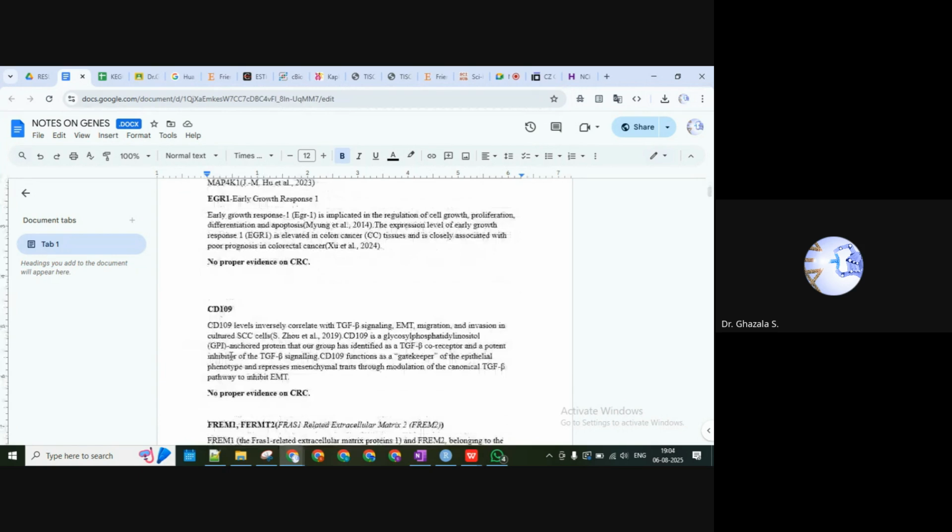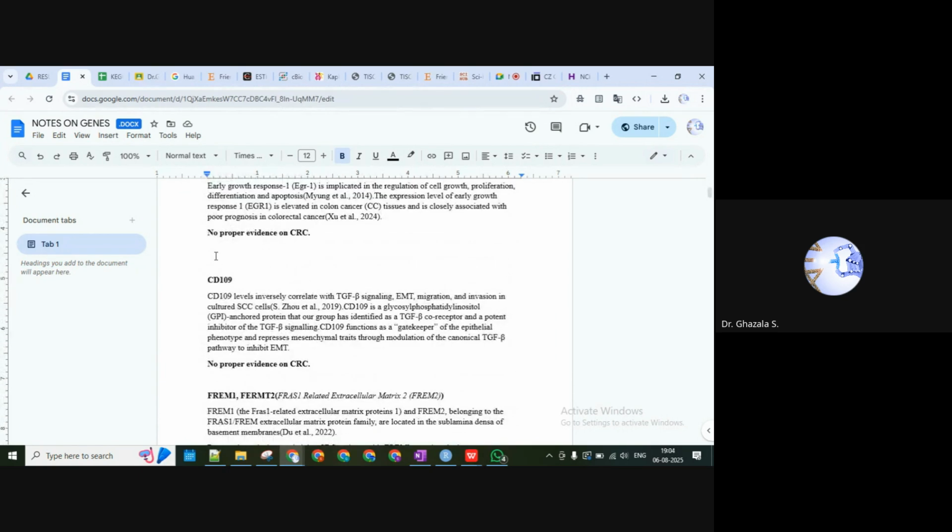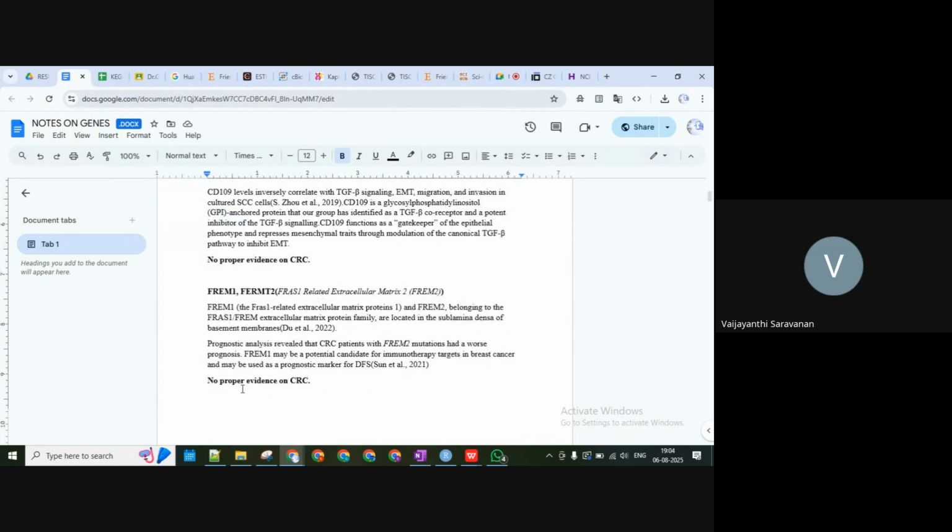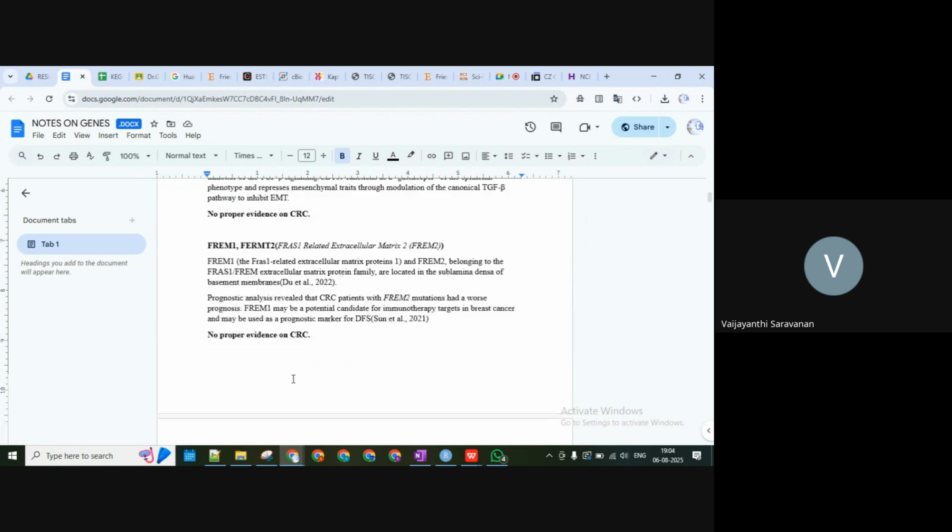As you have mentioned about all the genes, there is no proper evidence, or there are a few papers where it is mentioned, but they have not explained it properly. About colorectal cancer, they don't have any specific role of that particular gene. That's what I have mentioned. Apart from that, they have certain roles in their discussion, like how they express in other biological functions, but no proper evidence has been found in colorectal cancer. That is what I meant.